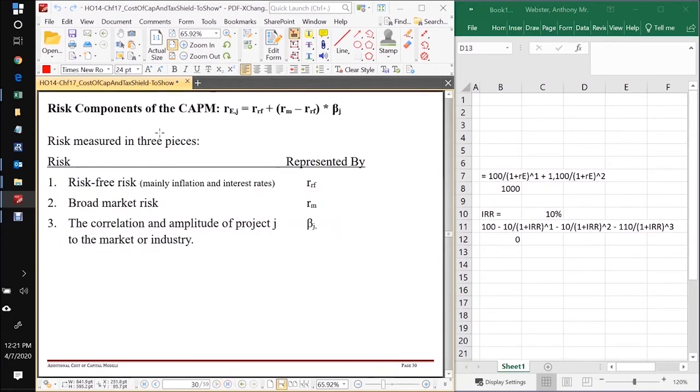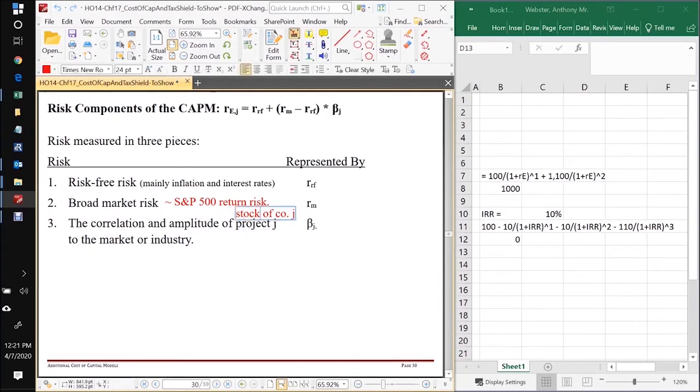So let's think carefully about our risk components in our CAPM model. So what risks do we have? We have risk-free risk measured by R_RF. We have broad market risk, something like S&P 500 return risk. So that would be the equivalent of, what's our risk return going to be if we buy the spiders to represent the S&P 500? That's represented by R_M. And then that correlation of amplitude of the project J, and project J is going to be something like stock of company J.